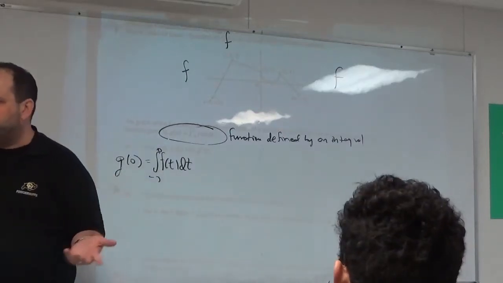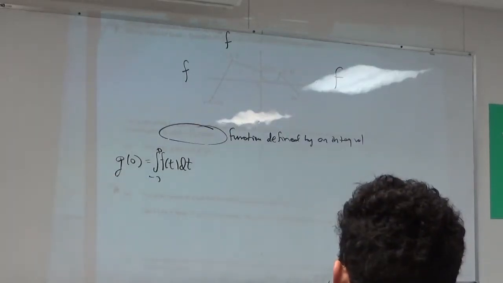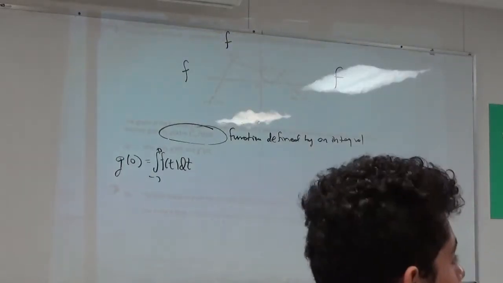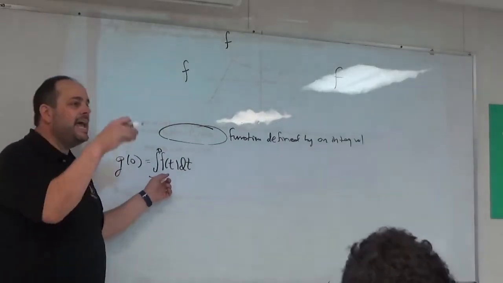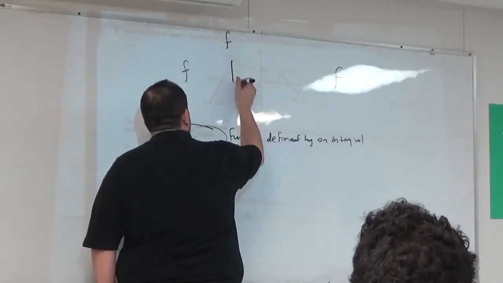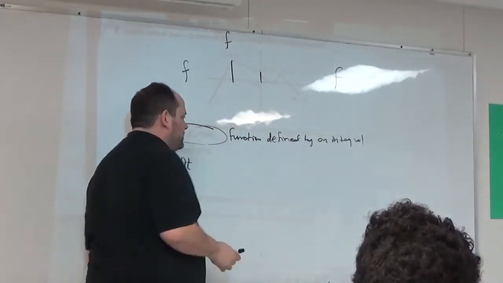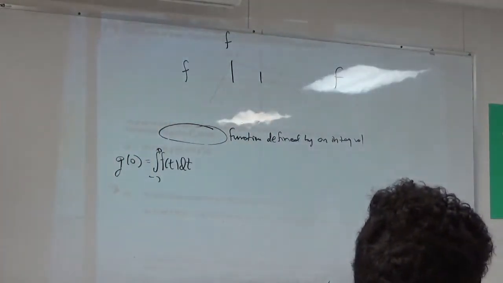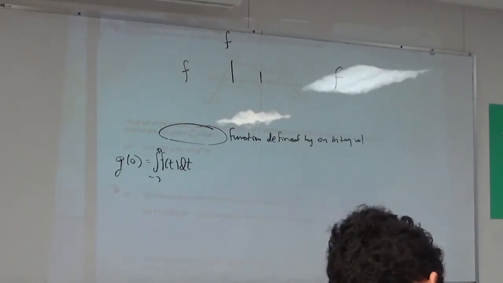How do I find the integral of -3 to 0 of f of t dt? Area, right? This is an area computation. Because, Andy, a definite integral means area. So all I need to do is find the area from -3 to 0. Take a moment, get that done. Great.